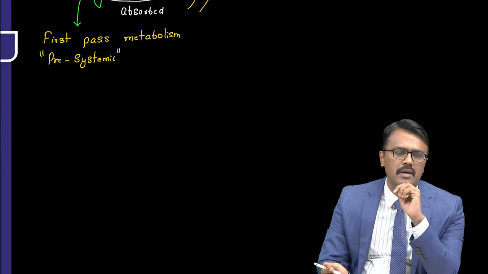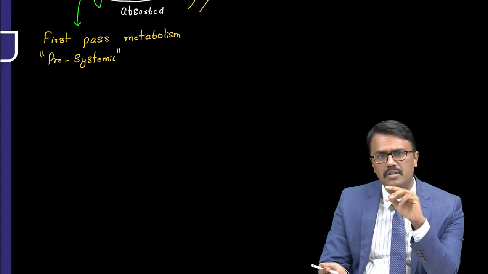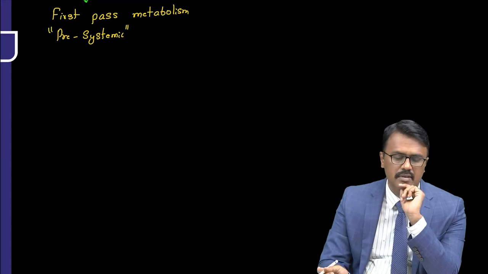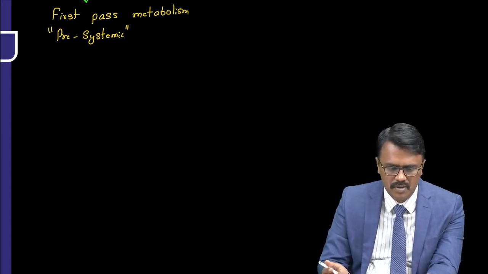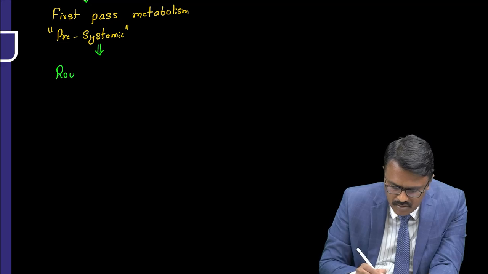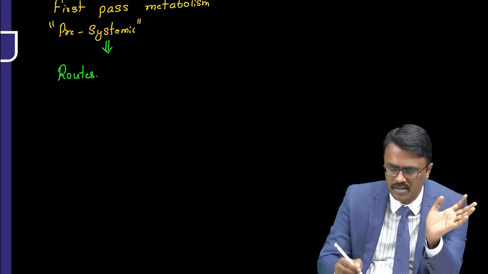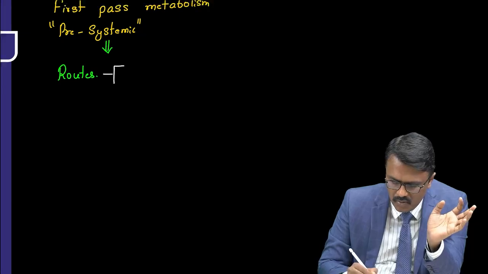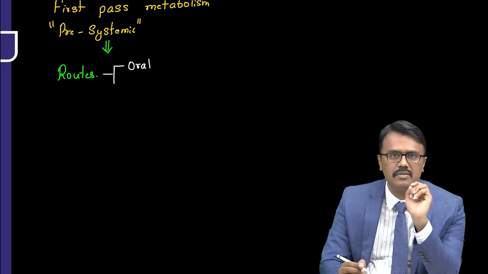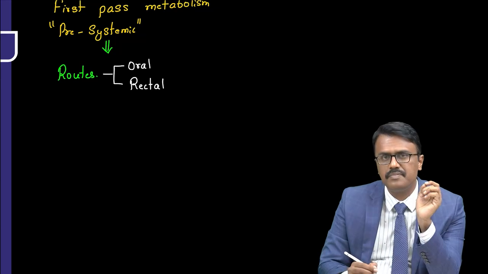Okay, sir. Now once we understood that, sir, what is this first pass metabolism or pre-systemic metabolism? Now I told you there are absorption, distribution, metabolism. So first is absorption, then distribution, then metabolism. Before distribution only there is metabolism. Sir, what is the problem with this? The question number 1 is, what routes have this first pass metabolism? Obviously, the oral route has first pass metabolism. What about the other route? The other route which has first pass metabolism is the rectal route.